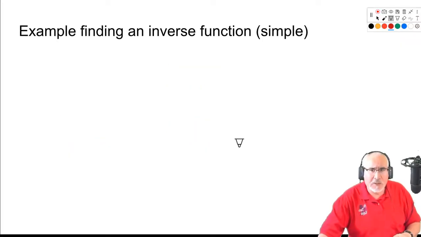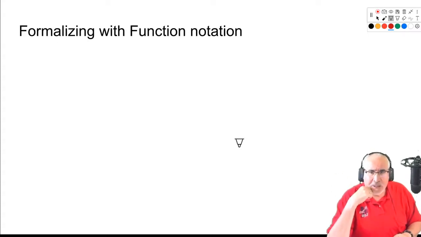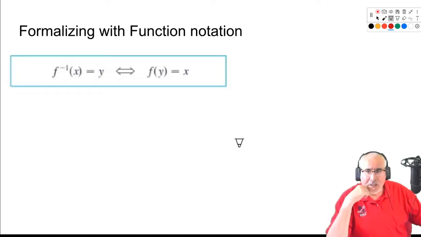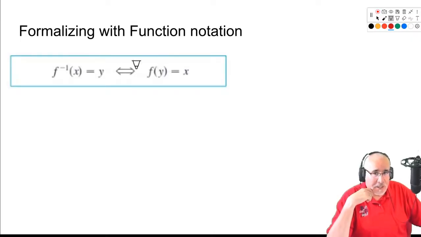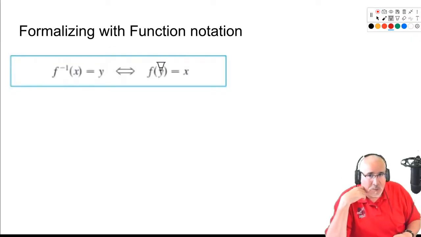I'm going to skip over this because I should have deleted that one. But basically, any inverse function of y, notice the input becomes the output, the output becomes the input. So those work both ways.